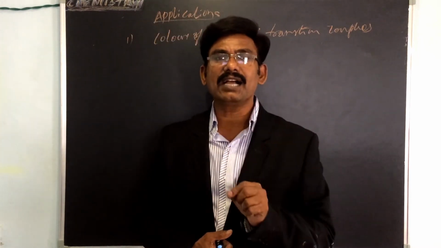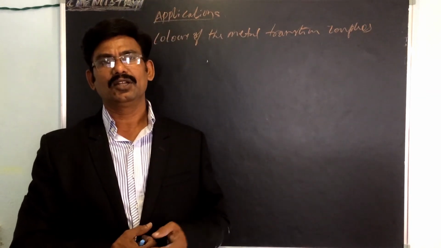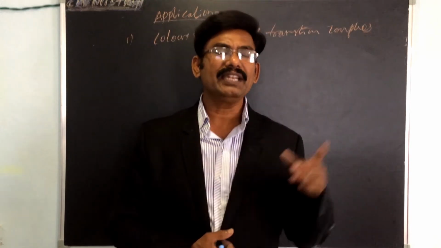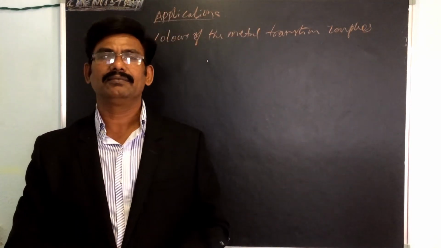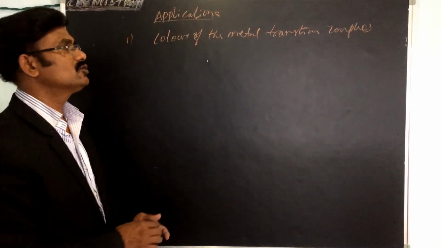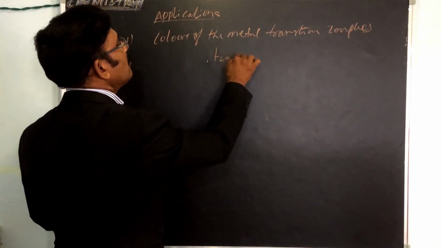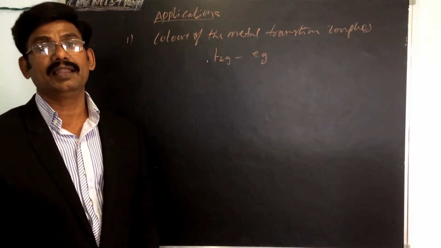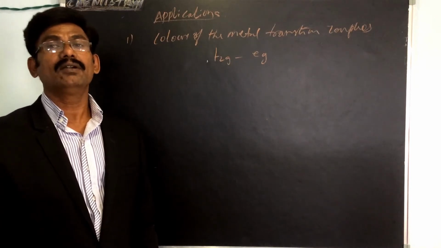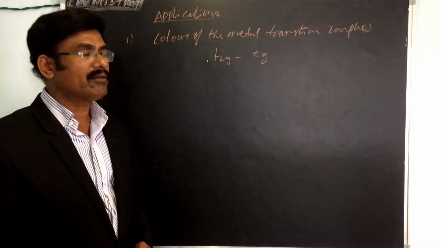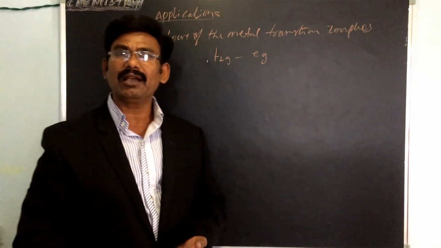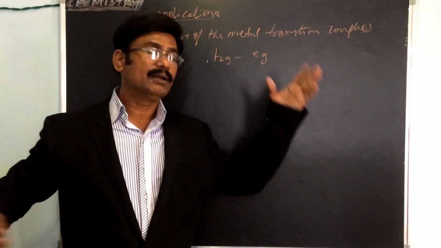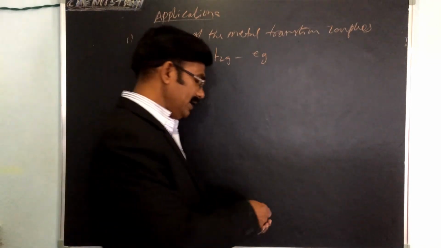The colors of these complexes are attributed to d-d transitions between the t2g and eg orbitals, because an energy difference exists between the eg and t2g orbitals. So what is the reason for the coloring? Here the d-d transition takes place between the t2g and eg levels.